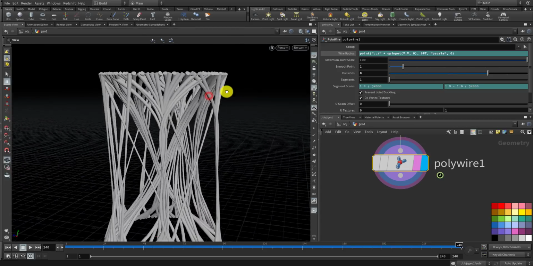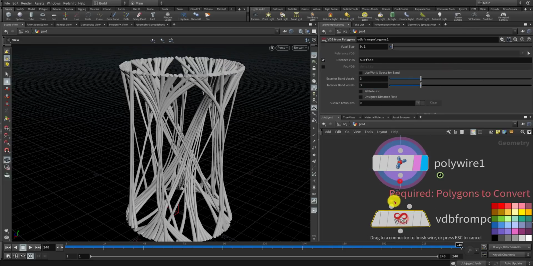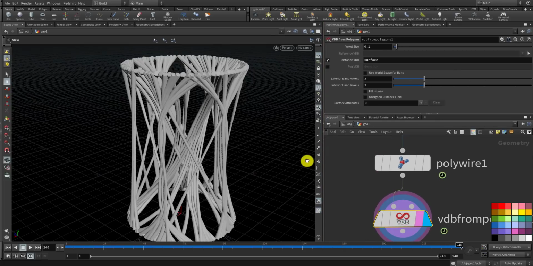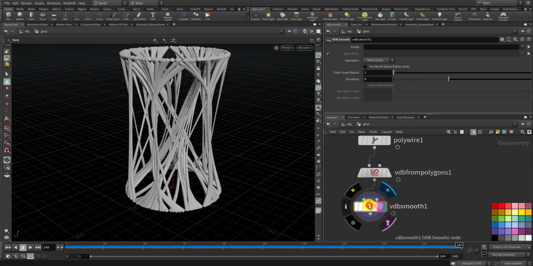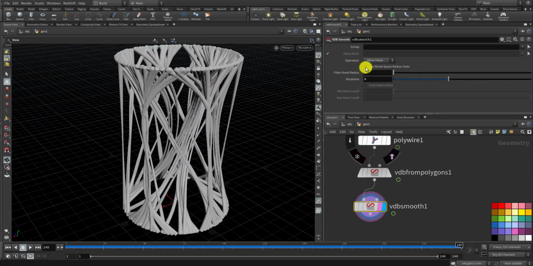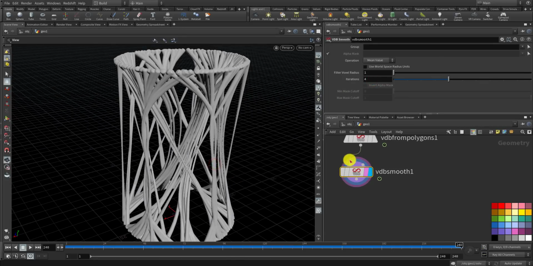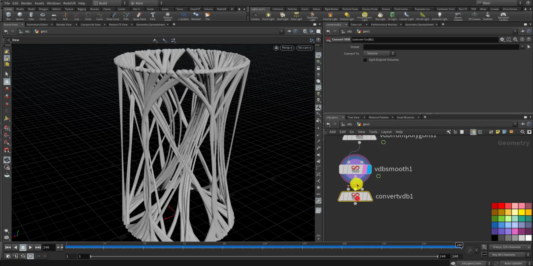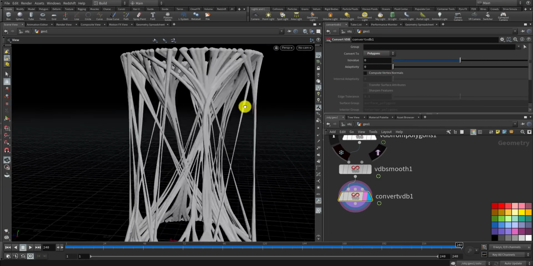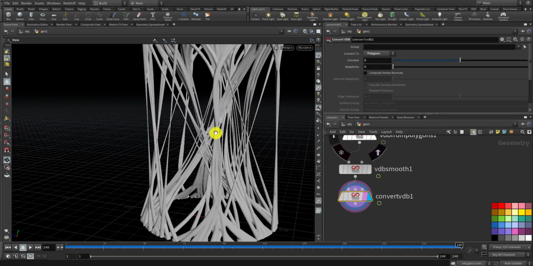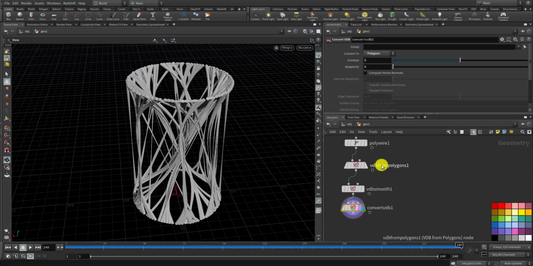And maybe for a final retouch, maybe you want to convert it into a single polygon by first converting it into VDB, using VDB from Polygons, and use VDB Smooth to smooth out the VDB, maybe a bit more. Oops, it's a bit too strong. And convert VDB to make it a single polygon, so that you could send it for 3D printing or something. Very interesting. Yeah, that's it. That's pretty much it.